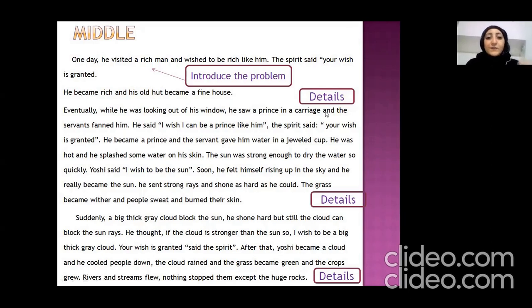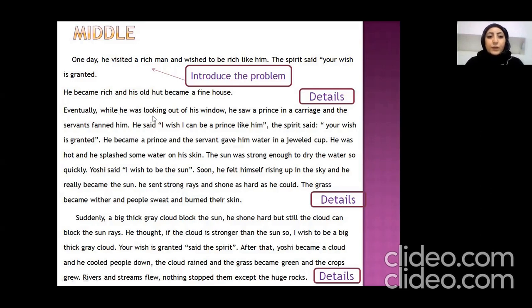Okay, and after we introduce the main event or the problem of the story, we start writing details and details. Details include actions, actions, actions. You provide lots of actions in the past. You provide lots of adjectives, lots of adverbs, and of course, don't forget to use the time order words. Okay, so this is detail number one.